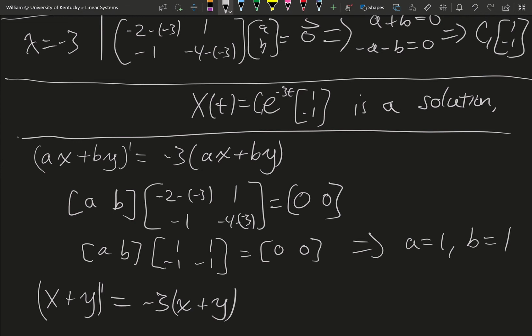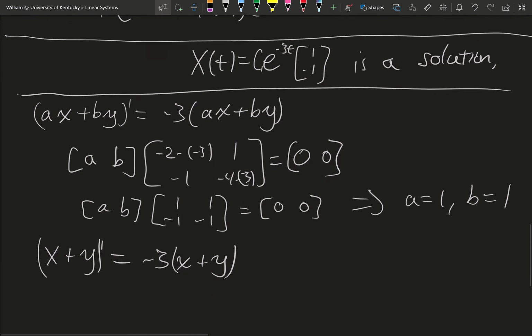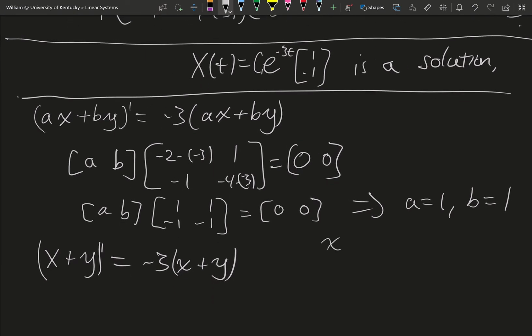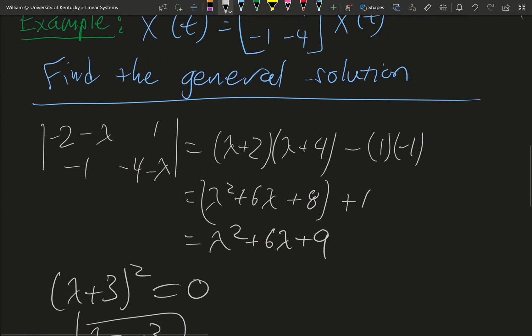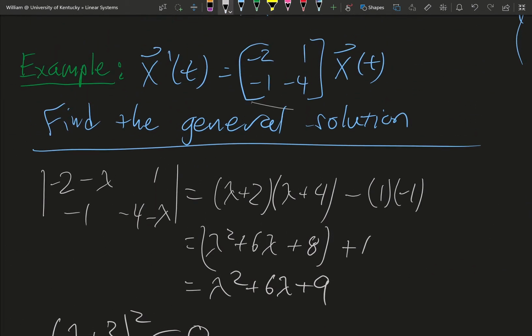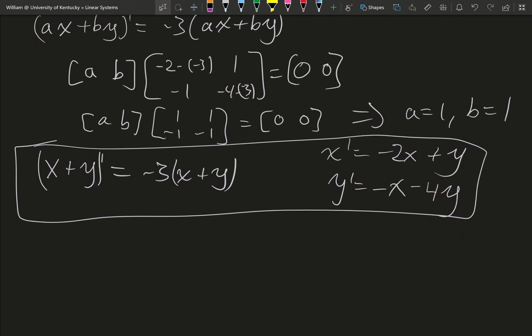We could go ahead and verify that if we really wanted to. I'm not going to do that here. But we have this system of equations as well. X prime equals -2x plus y. Y prime equals -x minus 4y. That just comes from converting our original matrix system to the more expanded form. So that's where those coefficients are coming from. And if you add these together, you see you get -3 for the coefficients of both x and y, so that verifies it right there.